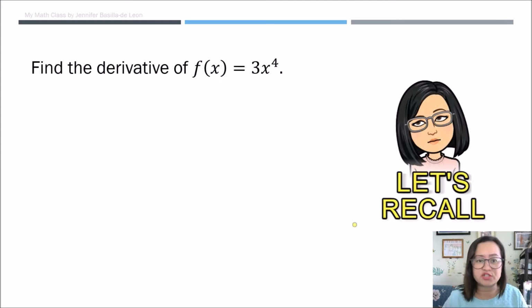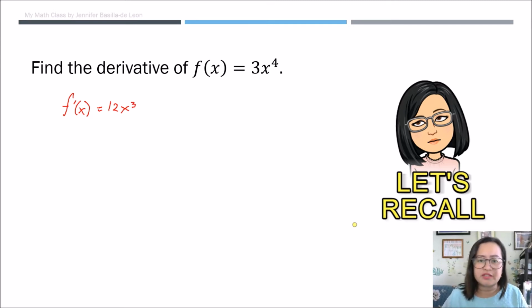For main discussion, let us first recall how to find the derivative of a function. Consider the problem. Find the derivative of f of x equals 3x to the fourth power. Applying differentiation rules, we would be able to get the derivative of the given function. We will have 12x cubed.